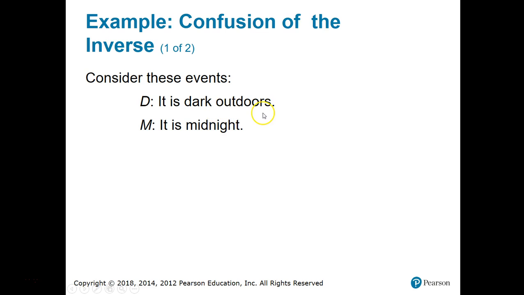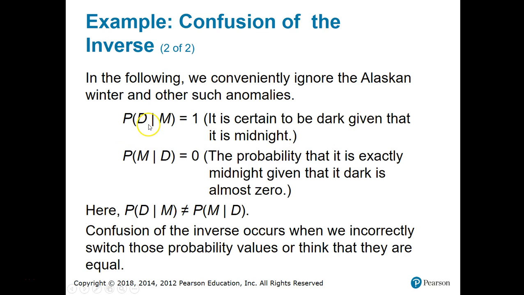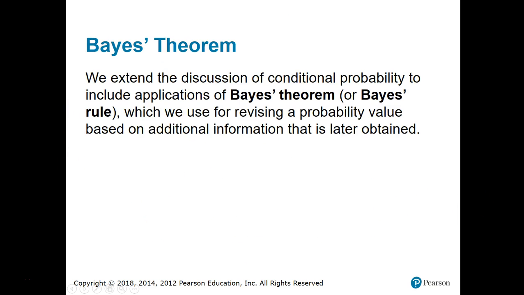Consider these events. It is dark outside. It is midnight. The probability that it is dark outside, given that it is midnight, is probably 1, unless you live in the Arctic or Antarctic. The probability that it is midnight, given that it's dark, is pretty much 0, because midnight is an exact time. So these two are not the same. That's just an example to keep in mind.